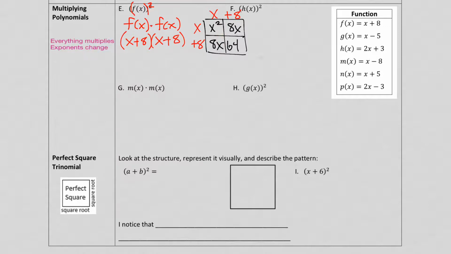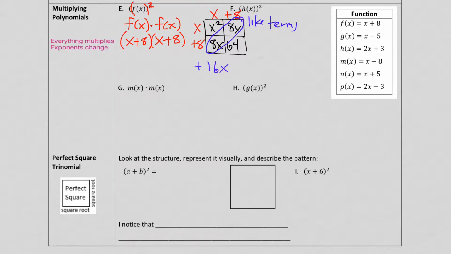Now, once you finish filling in the box, we're done multiplying. Your last step here will then be to see if you have any like terms. And it'll be common for us to find like terms here in diagonals. So here, 8x and 8x are like terms. So I can combine those. 8x plus 8x is simply 16x. Remember that when we add like terms, the exponents do not change. So that's why this stays as an x.